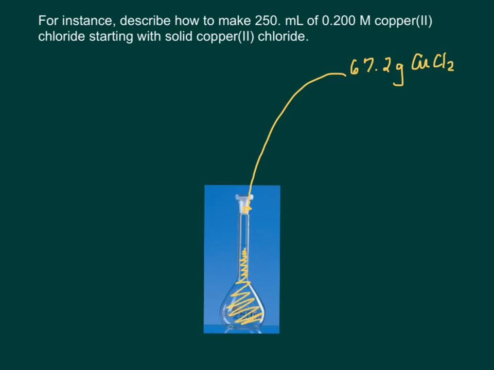until I hit the line, right? You see the line there on the volumetric flask? Until the bottom of the meniscus hits the line. So now I have made 250 milliliters of 0.2 molar copper 2 chloride. In the next video I'll show you how to do it starting with something else.